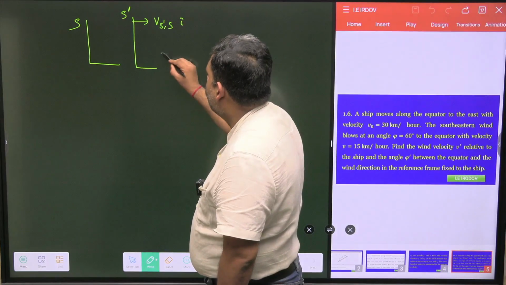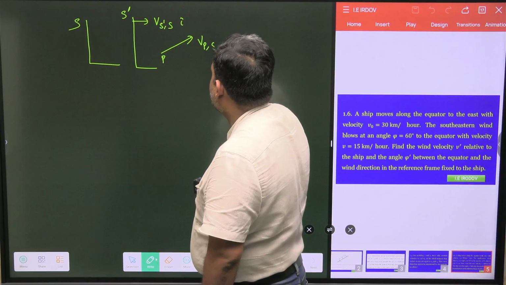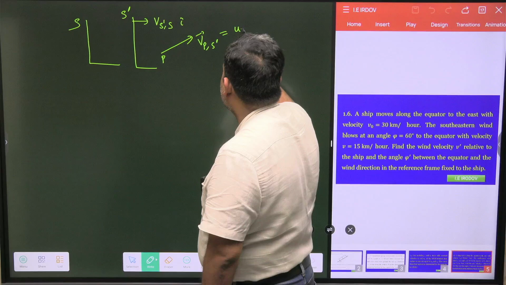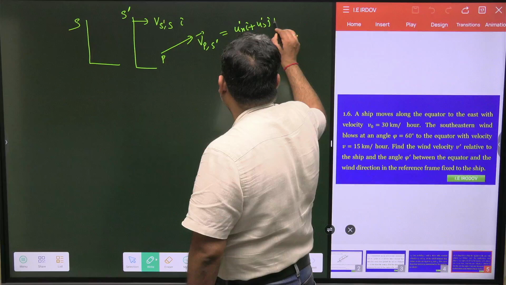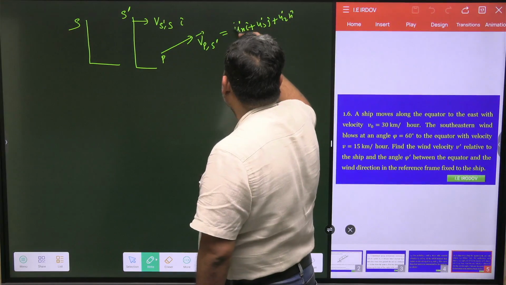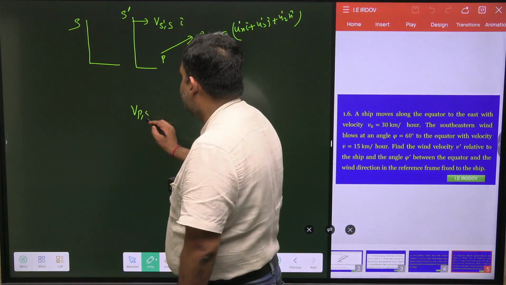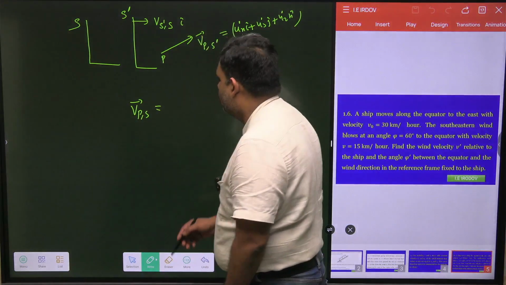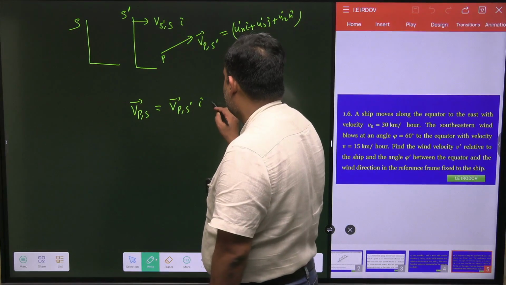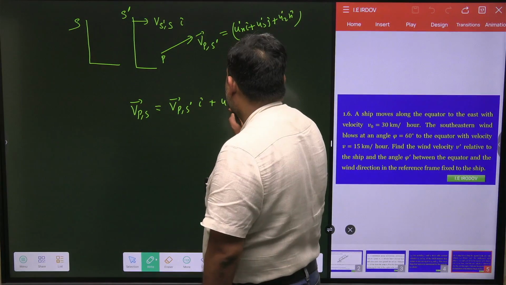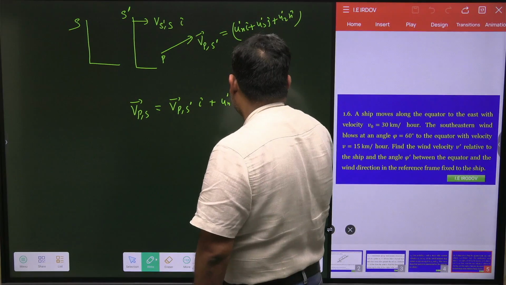And there is one particular velocity, the velocity of some particle with respect to S dash, and let's say this value is equal to Ux dash I cap plus Uy dash J cap plus Uz dash K cap. Then the velocity of the particle with respect to S is the velocity of S dash in the I cap direction plus Ux dash.